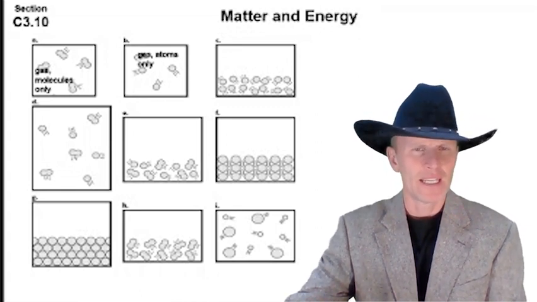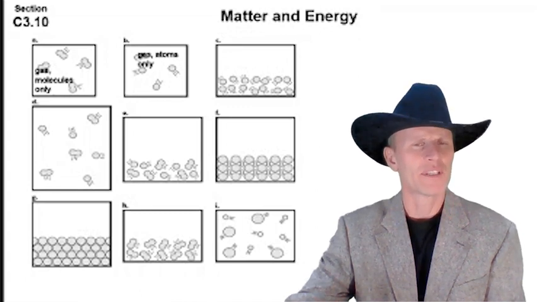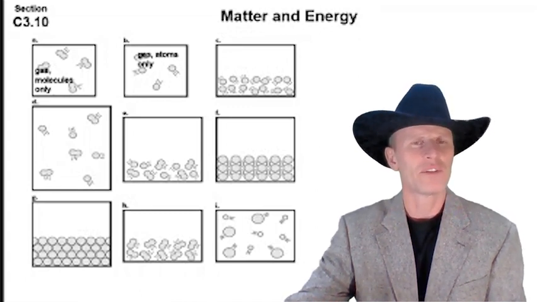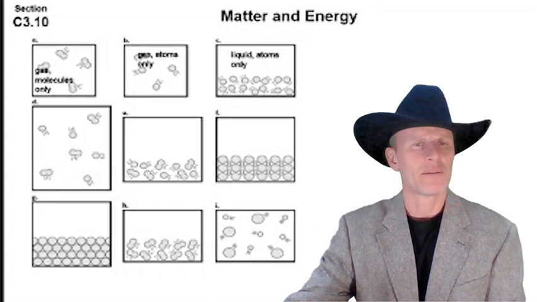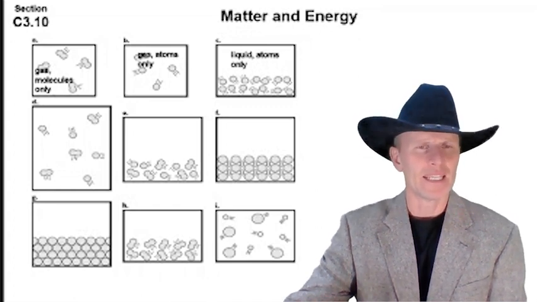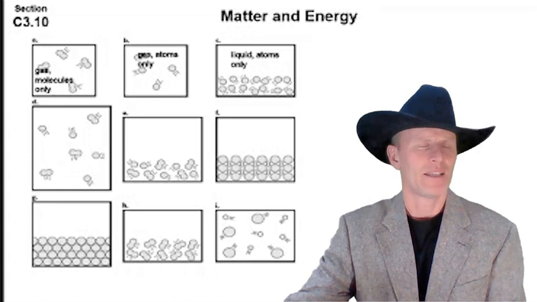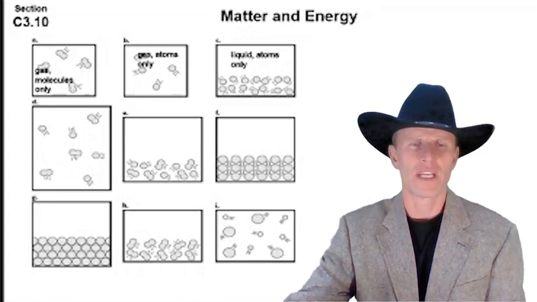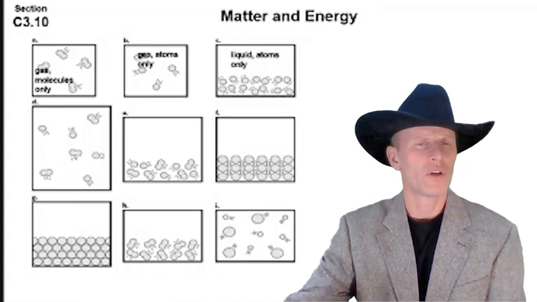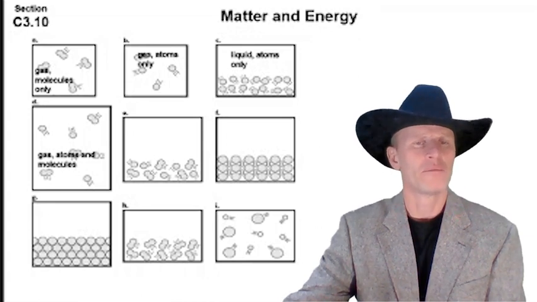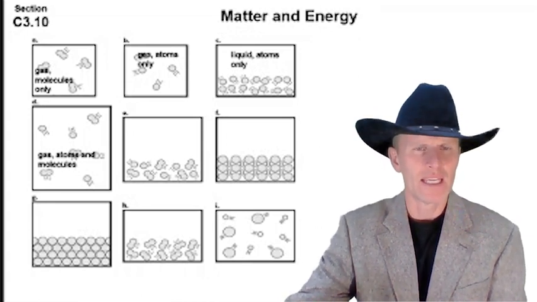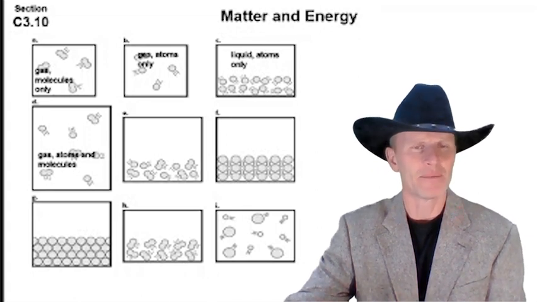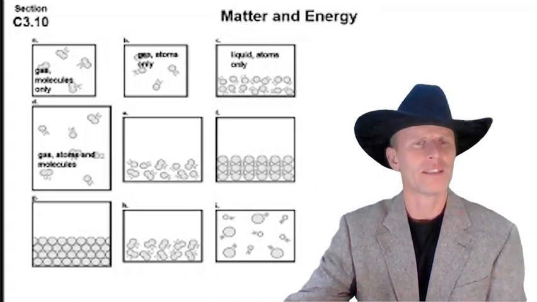Now diagram C has just circles in there, so we're going to have to say atoms, and it seems to be settled down but moving around, still flowing. This would be a liquid with atoms only. Diagram D has peanuts and circles. So the circles represent atoms and the peanuts represent molecules, and they're filling the shape of the container, so that would be a gas with atoms and molecules. And diagram E would also be molecules and atoms because I see circles and peanuts, but they're settled down to be in the liquid state of matter.